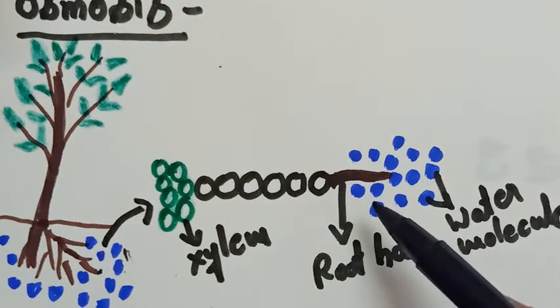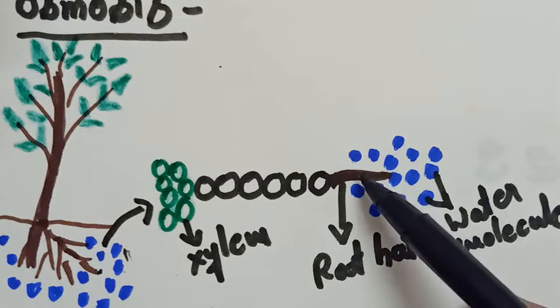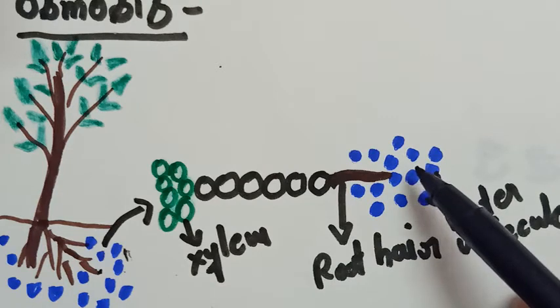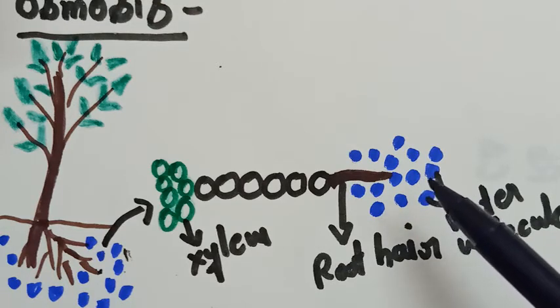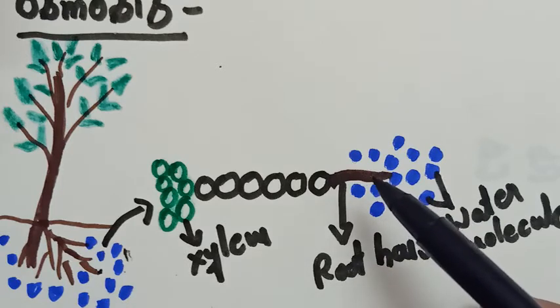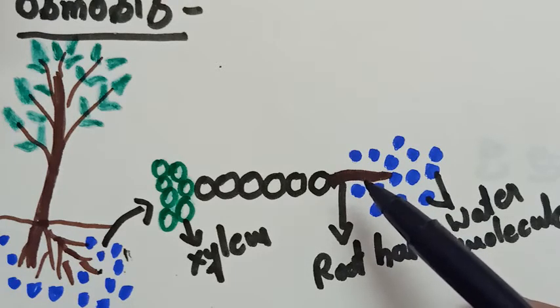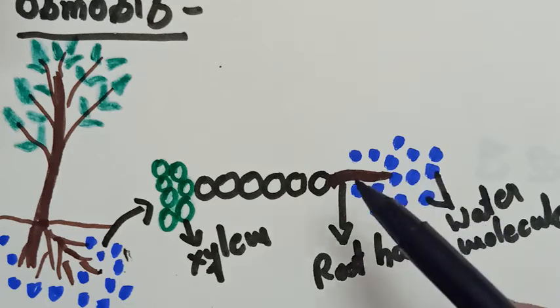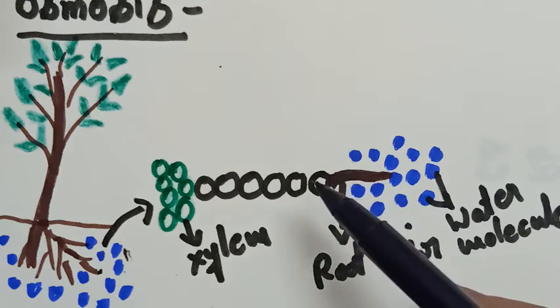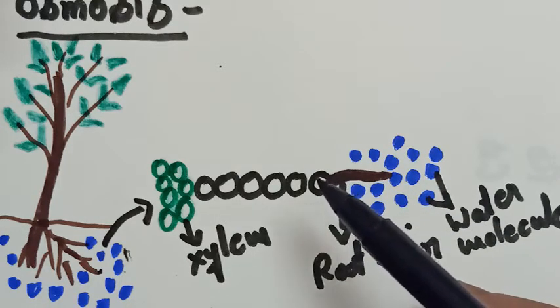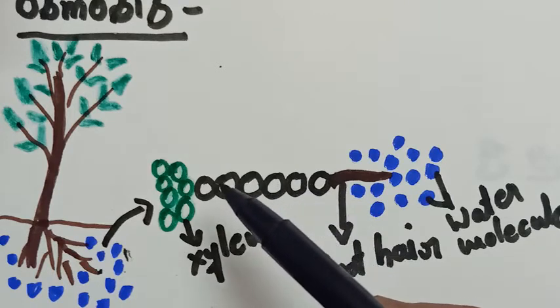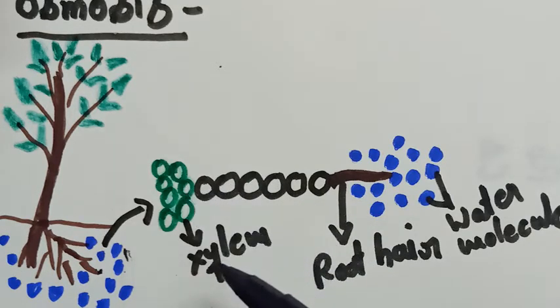So student, in this process root hairs absorb water from the surrounding soil, because in the surrounding soil the water is present in high concentration, meaning the amount of water is higher in the soil compared to the root hair. So this root hair will automatically absorb the water from the surrounding and then send it to the next cell, then to the next, and so on, until it reaches the xylem.